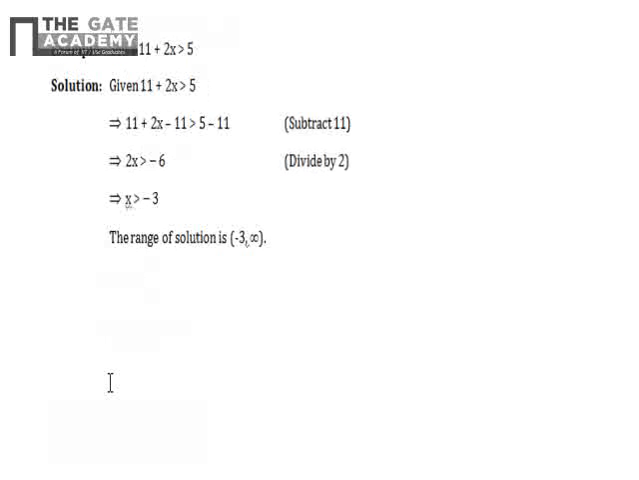Now this is one example. Here, 11 plus 2x greater than 5. After solving, the value comes out as x greater than minus 3. That means the range of the solution will be minus 3 to positive infinity. And remember, minus 3 is not included in the solution. That's why we'll have to use parenthesis.